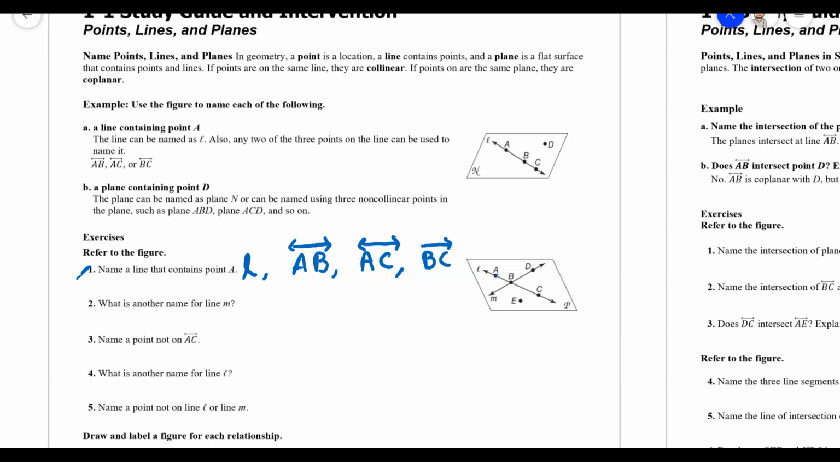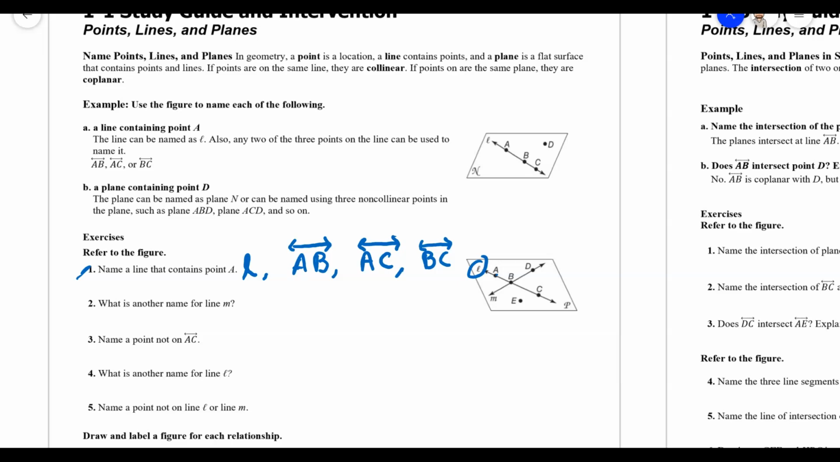And you'll notice a lot of times with me, I'm just a creature of habit. I'll write them in alphabetical order. But you could write BA, CA, any of those. As long as you name 2 points and you draw that line symbol, we are good. And the easiest way to me is to just use that one single letter, L. So line L contains point A, it contains point B, it contains point C, and so on.